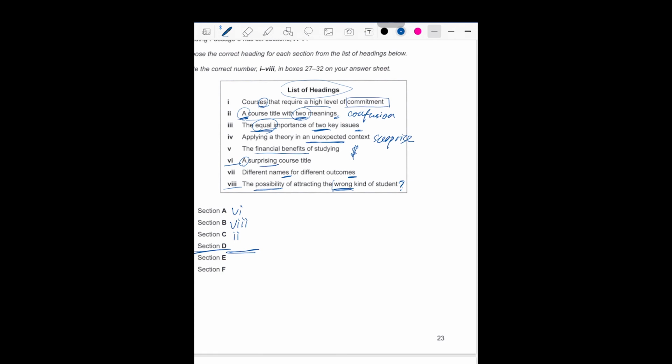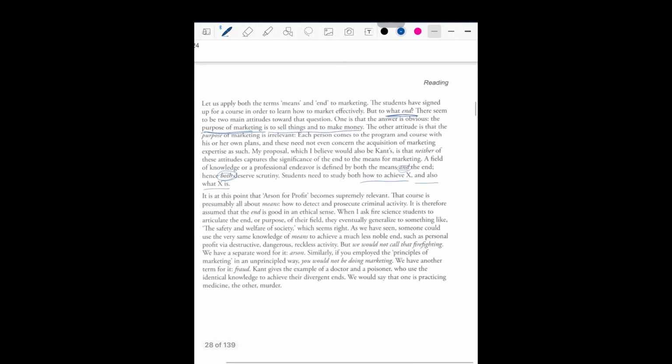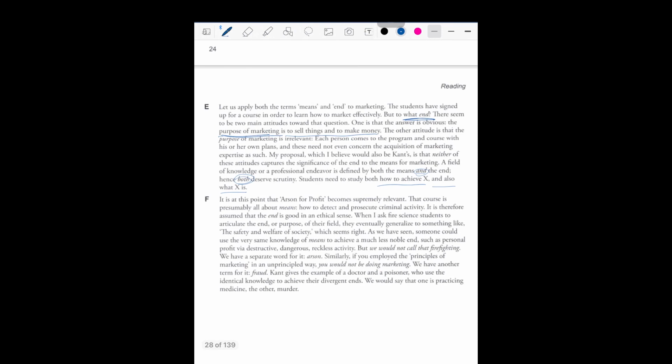Where is it? Okay, here, this one. The equal importance of two key issues. Why would I choose this? I believe in the passage there are two key issues and they're equally important. The equal importance is stressed by the author. See, hence both deserve scrutiny. That's why they're equally important. And then there are two key issues here. What are those two key issues? How to achieve X, and also what X is. Those are the two key issues.